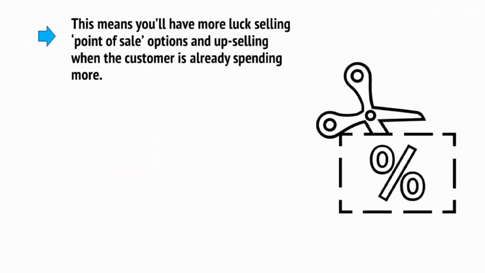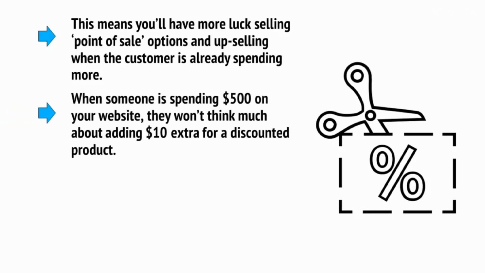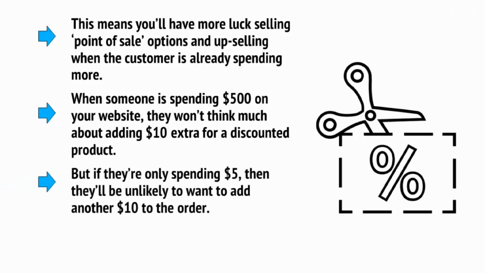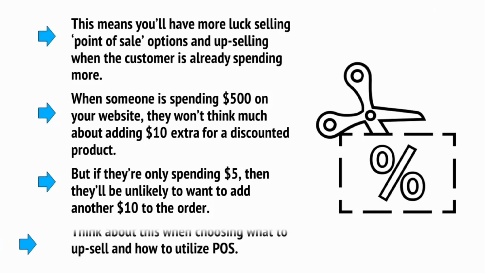And furthermore, this means you'll have more luck selling point of sale options and upselling when the customer is already spending more. When someone is spending $500 on your website, they won't think much about adding $10 extra for a discounted product. But if they're only spending $5, then they'll be unlikely to want to add another $10 to the order. Think about this when choosing what to upsell and how to utilize POS.